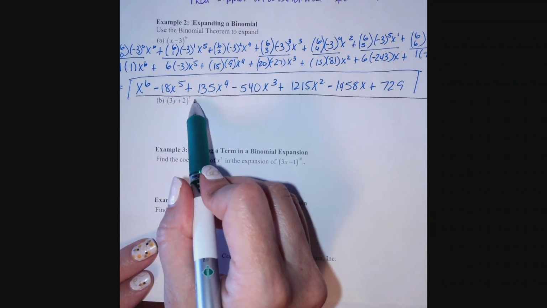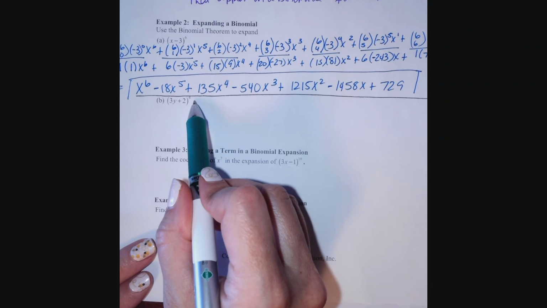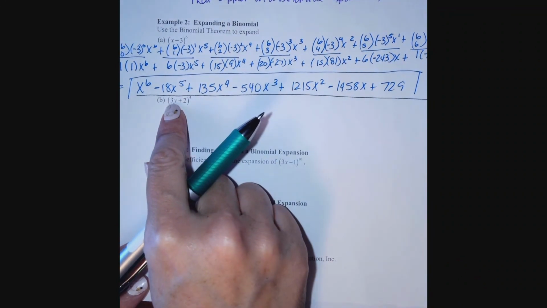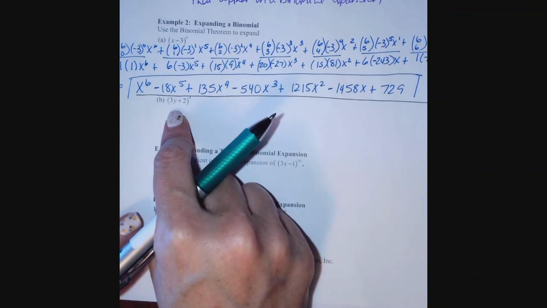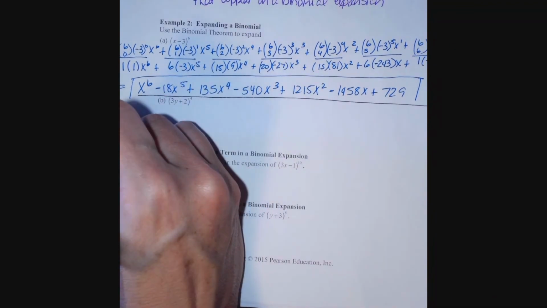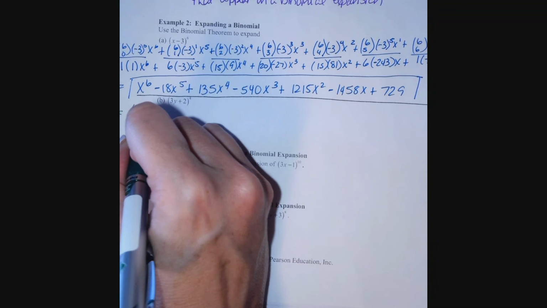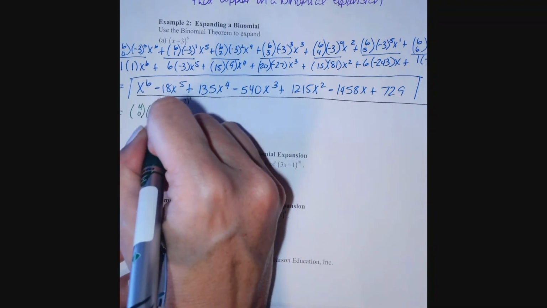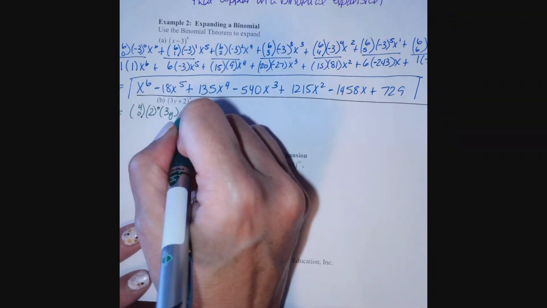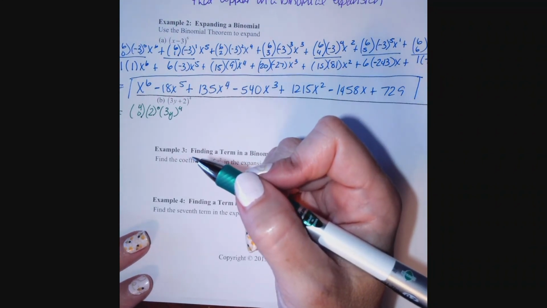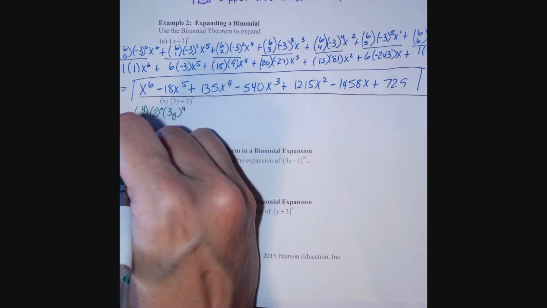Okay, let's do this next one where we have 3y plus 2 to the fourth power. So we're only going to have 5 terms because you have y to the fourth all the way down to the constant. Only 5 terms, but note that you have a coefficient on your y term, so you have to account for that as well. So let's start this expansion with 4 choose 0, 2 to the 0, 3y to the fourth. Notice that 3y is in parentheses. That matters. That's my first of 5 terms.